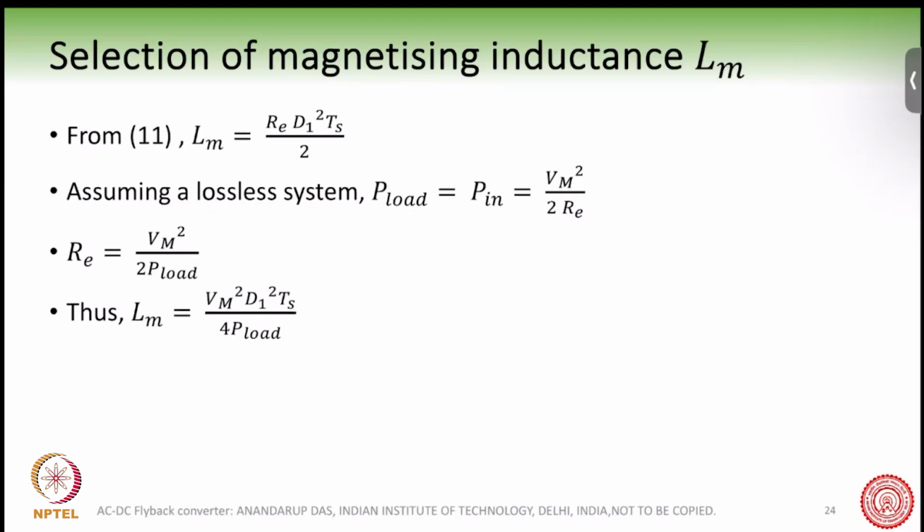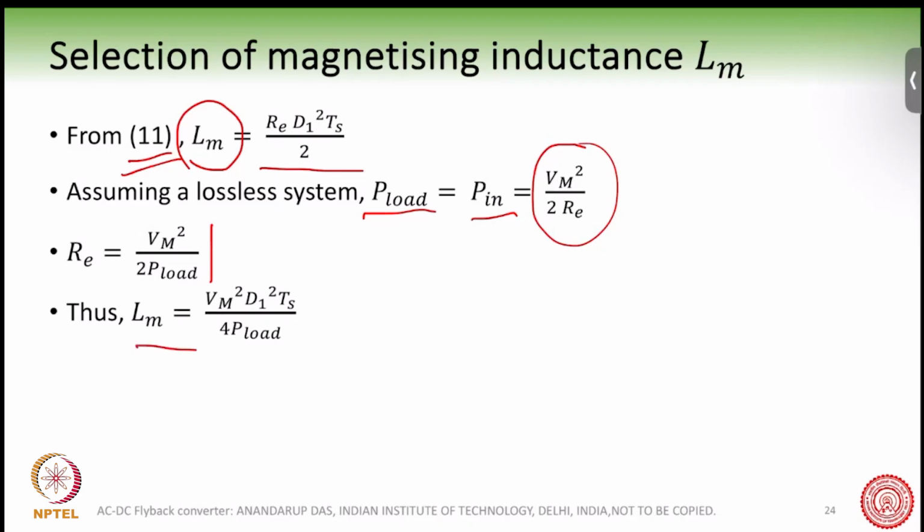Another equation that is of significance is how much is the value of LM. So LM is this one, which we have got from equation number 11. And so we can actually get what is the value of Re, because Re is Vm square by 2 times P load, because P load and P in are the same, which is equal to Vm square by 2 Re. We have seen this several times in Boost PFC. And so Re equals Vm square by 2 P load. And so LM can also be written in terms of V0, D1, and P load.